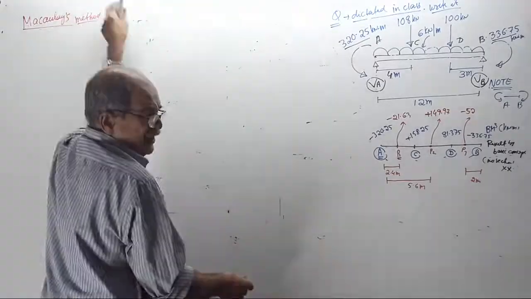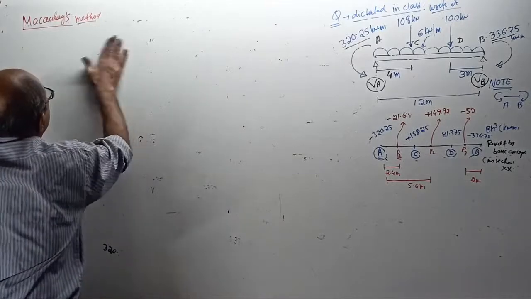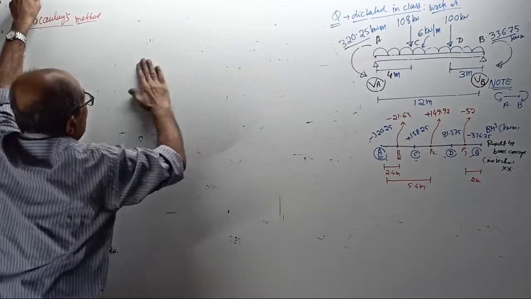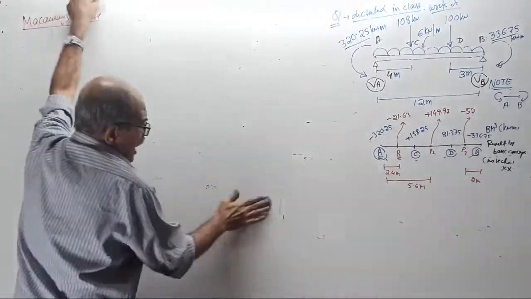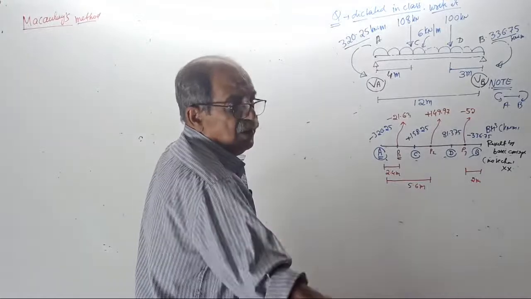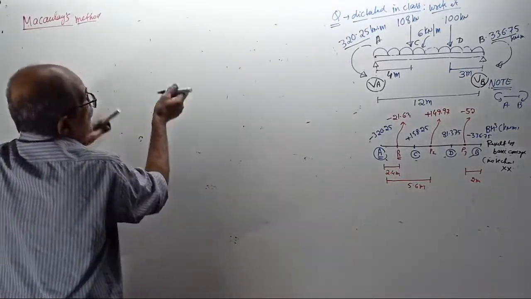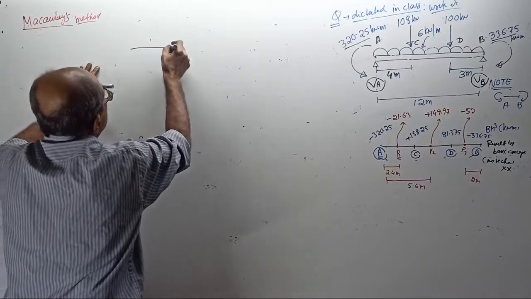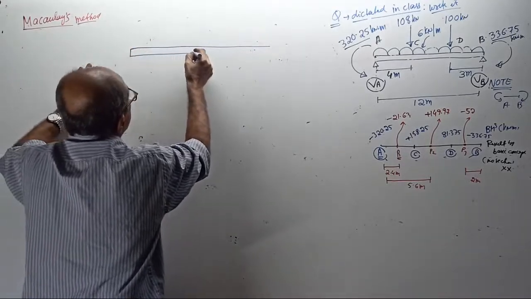Once this example is fully clear, then you will enjoy Macaulay's method like anything. There will be nothing then. You can finish also very fast. Why? What is more important is covered now. See, now what I will do is I will sketch the beam once again, with the reactions. This is the beam.